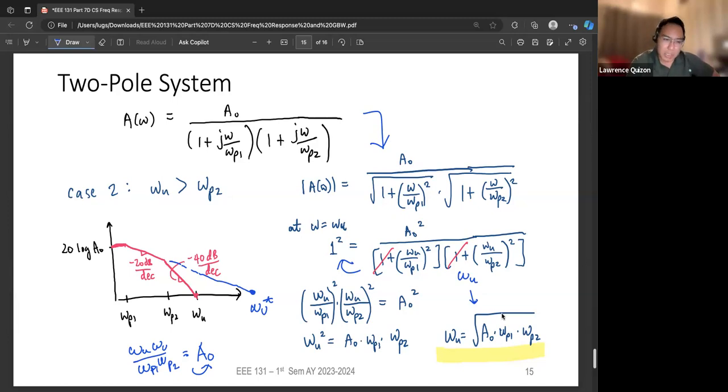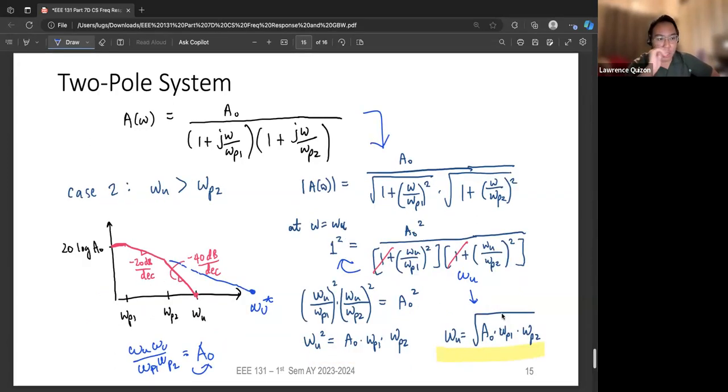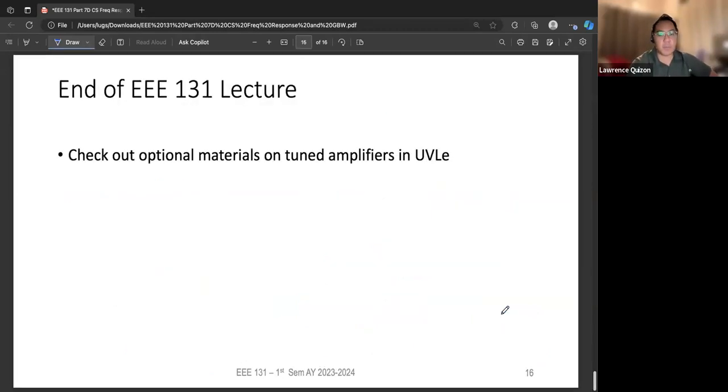So what can you do for a two-pole system? First, you try the original formula, no? You try a naught times omega p1, times the lowest pole, and you get an omega u. If that omega u is less than the other pole, then you are correct, no? But if the omega u that you got from trying that formula is greater than both poles, then you have to use the second formula. And that's pretty much it, no? That is the end of the EEE 131 lectures.